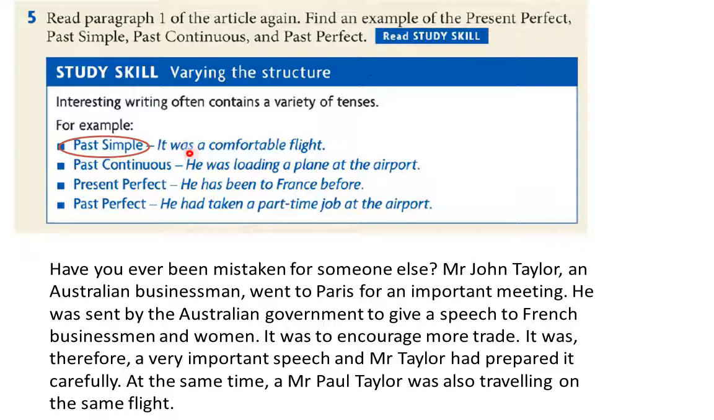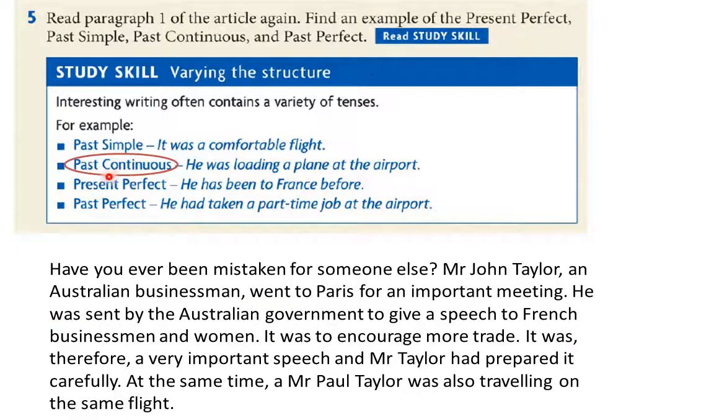Now we will underline only the past simple verbs, which are went to Paris. He was sent by the Australian government. It was to encourage more trade. It was therefore a very important speech. These are past simple because they are not followed by a verb participle, the third form of the verbs, or by the verbs plus ing.